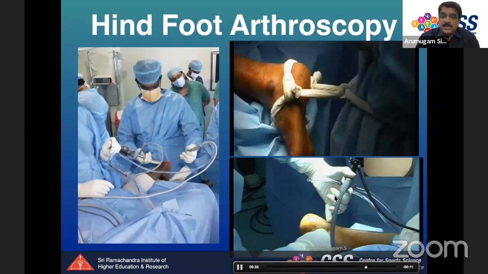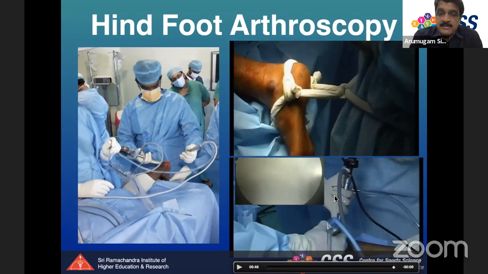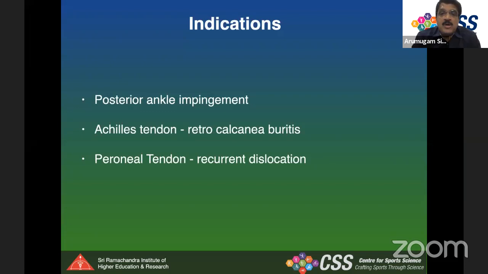Then with the other portal, you bring in your probe or artery. Then you can shave off the fat pad and enter into the posterior ankle joint. You can see the entire joint very clearly, and various lesions can be treated. The most common indications are posterior ankle impingement, Achilles tendon problems, retrocalcaneal bursitis, and peroneal tendon recurrent dislocation.